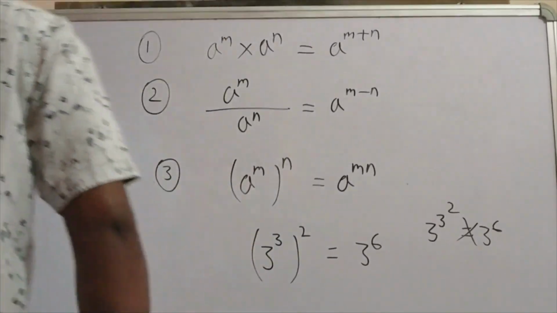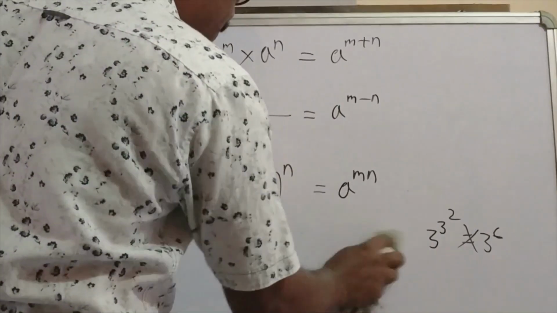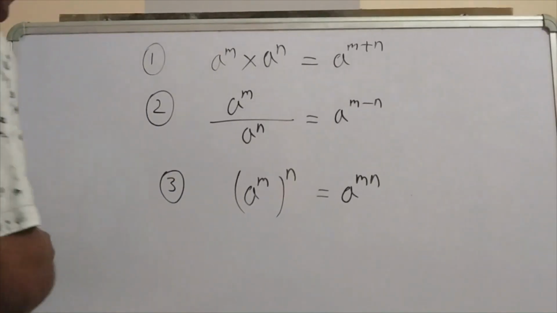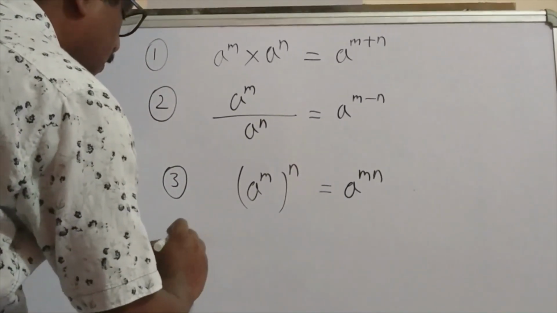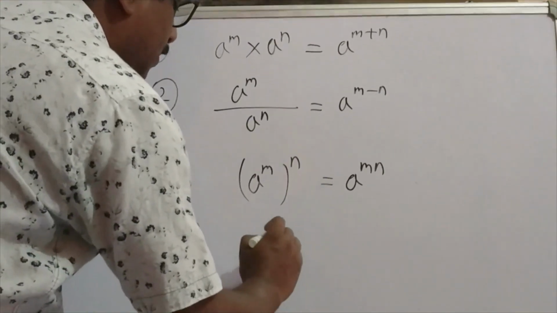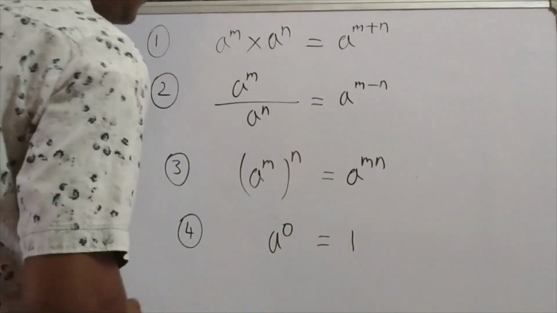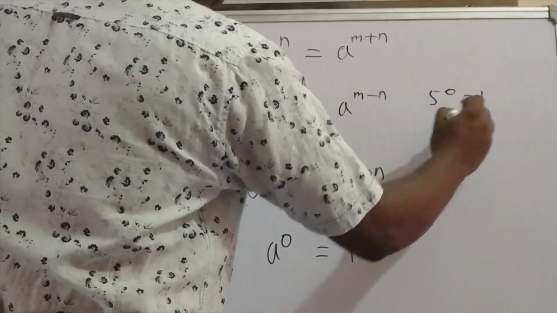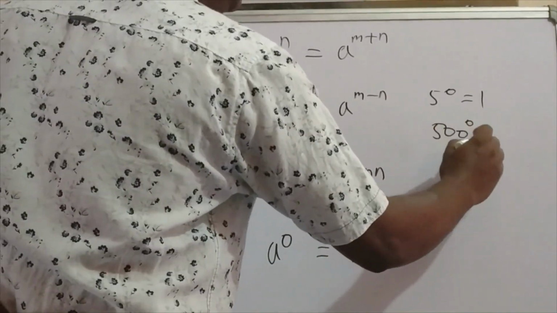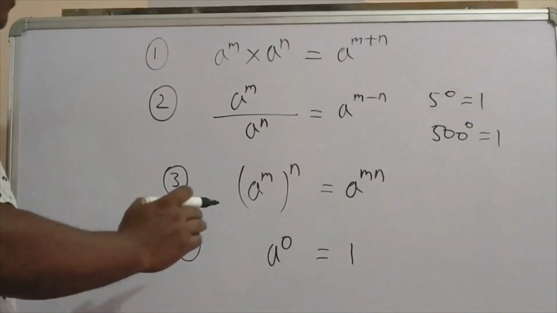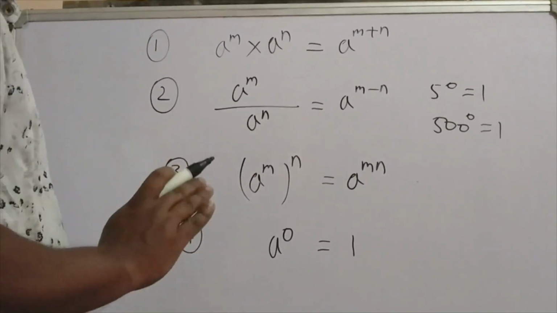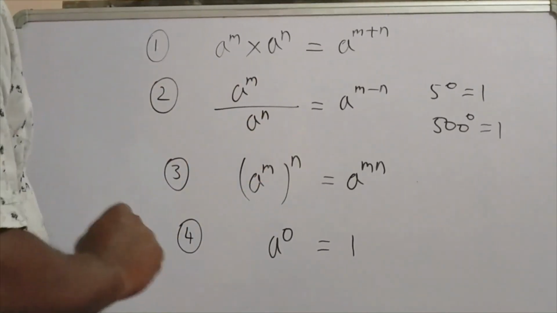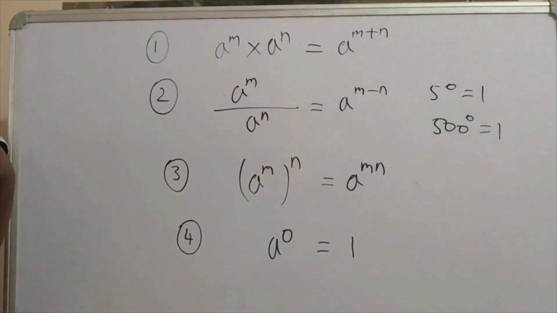Then next the fourth formula. Fourth formula, suppose if the power is given 0. Suppose a to the power 0. So it becomes 1. Any number power. Suppose 5 to the power 0. It is 1. 500 to the power 0. It is 1. Any number power is 0 means it is 1. It is a common thing you have to be remembered. So you pause the video and you have to write this formula in your copy.